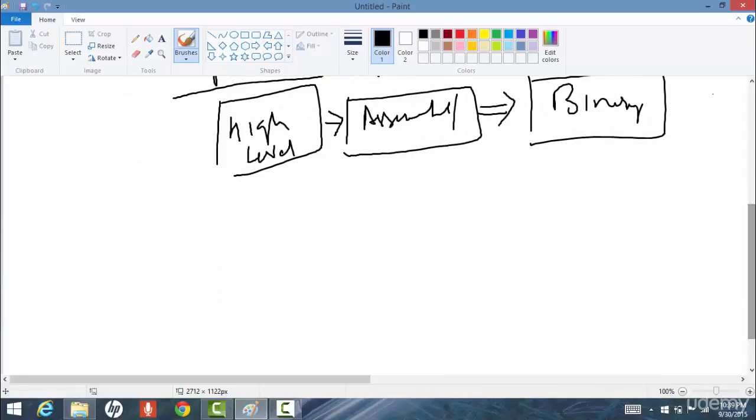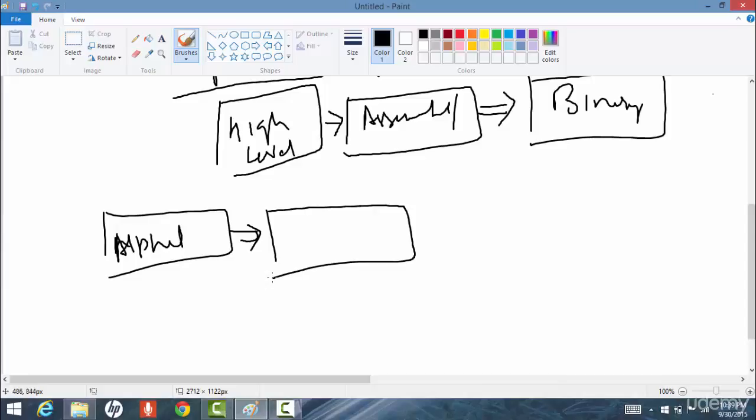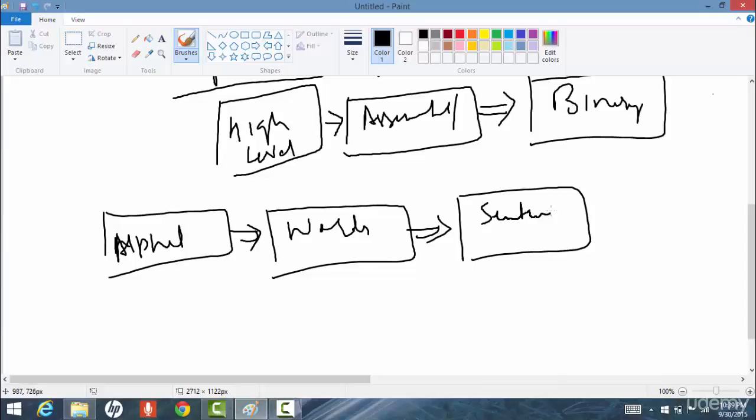So what is the programming language? Programming language is just very similar to English. Just like in English, you start with alphabets, which is A to Z, and then the combination of these alphabets makes words. Combination of these words make sentences, and combination of these sentences make paragraphs. So similarly, I will divide this in the form of programming language.